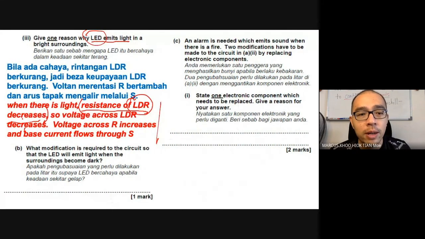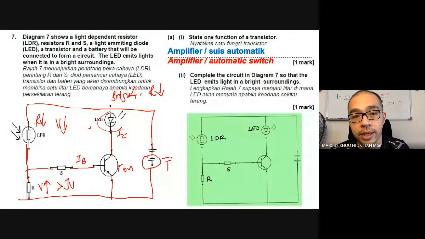What modification is required to the circuit so that the LED will emit light when the surroundings become dark? What do we need to change so that it switches on when it is dark? Jericho. No, Jericho's not here. Crispia.